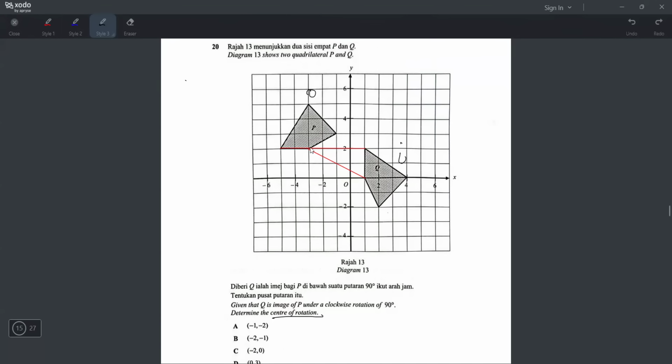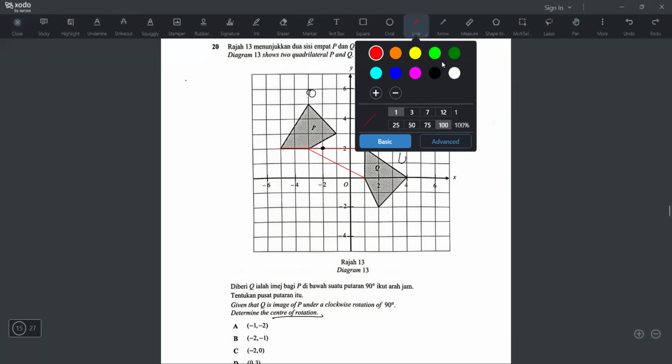Here is 1, 2, 3, 4, 5, 6. So the middle will be 6 divided by 2, which is 3 kotak. So you count from the hujung here, 1, 2, 3. So this is the midpoint. And what you have to do is draw a 90-degree line. And you don't need a compass for this. Just use a ruler. Okay.